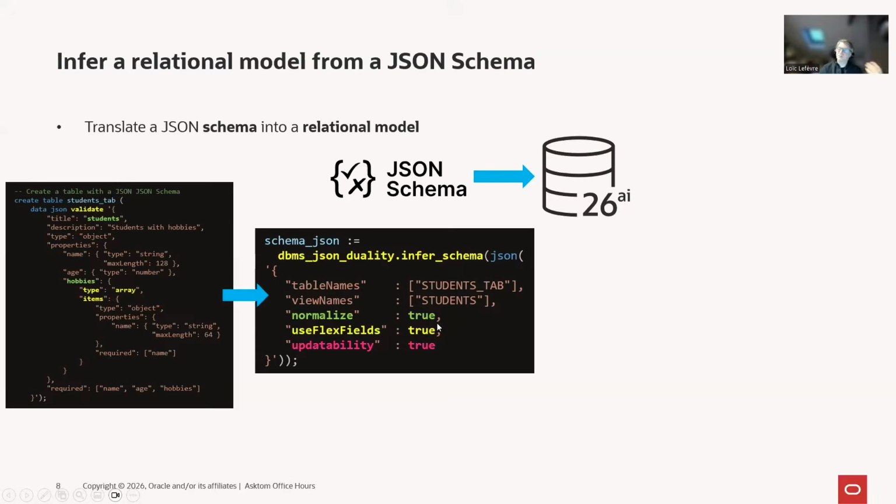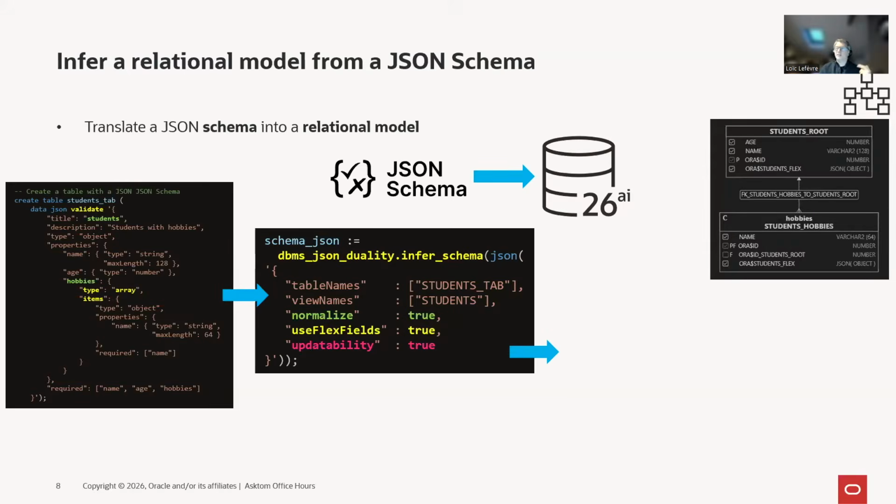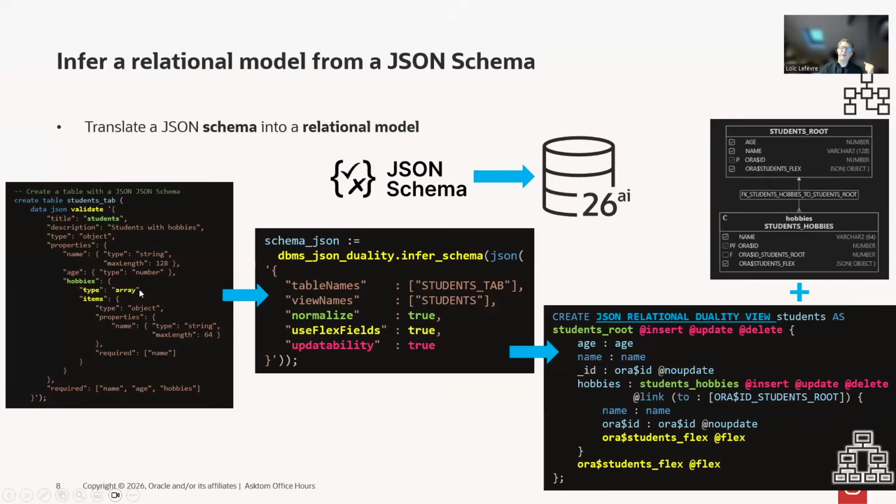You pass some arguments, like we want to normalize, we want to use flexfill, and I will just explain what it means. And we provide updatability for, well, guess what, the JSON Duality view that it will be generated as well. And then you get a new relational model with foreign keys and here a child-parent relationship, because, well, you have an array here. And then it provides as well the code for generating your JSON relational duality view.